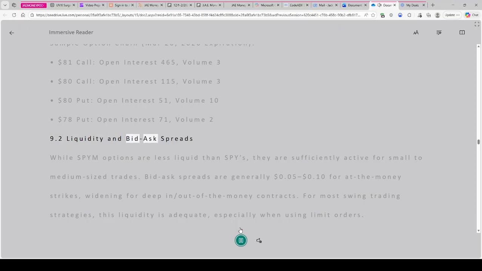9.2 Liquidity and bid-ask spreads. While SPYM options are less liquid than SPY's, they are sufficiently active for small to medium-sized trades. Bid-ask spreads are generally 5 to 10 cents for at-the-money strikes, widening for deep in-the-money and out-of-the-money contracts. For most swing trading strategies, this liquidity is adequate, especially when using limit orders.